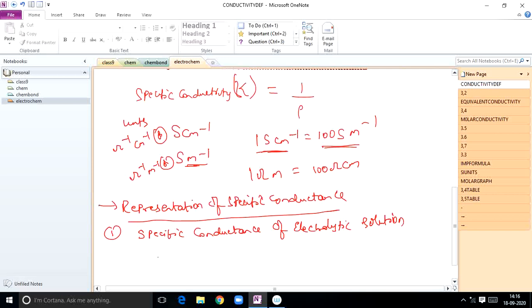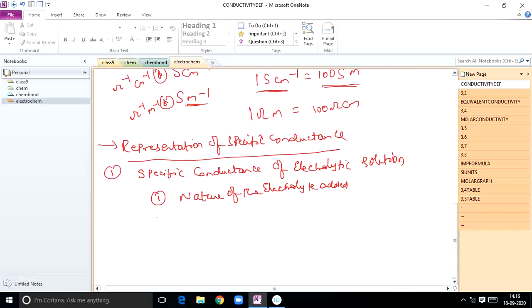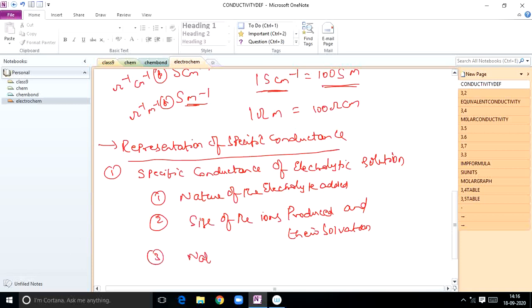What are the certain factors? Nature of the electrolyte added. That is an important point. Specific conductance of electrolytic solution depends on nature of the electrolyte added, size of the ions produced, what are the size of the cations and anions produced, and their solvation. Next, nature of the solvent and viscosity. That is also important.